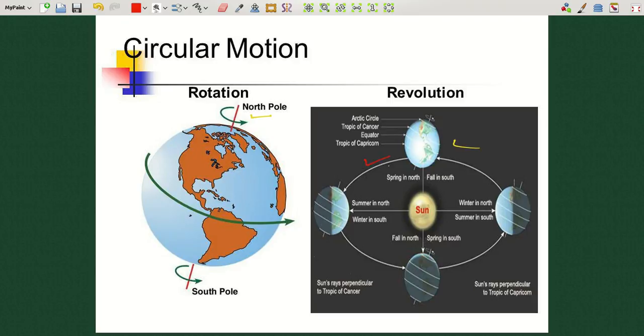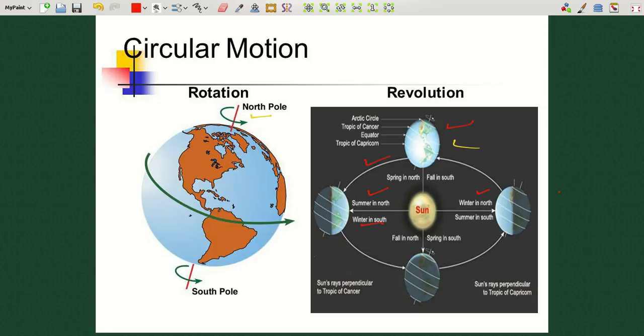Due to the rotation of the earth, several changes occur. You can see here that due to the rotation of the earth, day and night occur. Similarly, the earth's rotational axis is tilting like this, and due to this you can see summer in the north, winter in the south, and several changes of season occur because of this. So this is all about rotational motion, and several examples are also there.